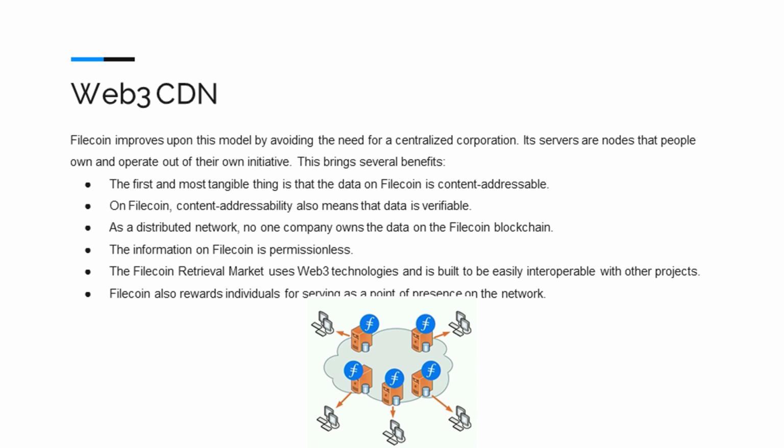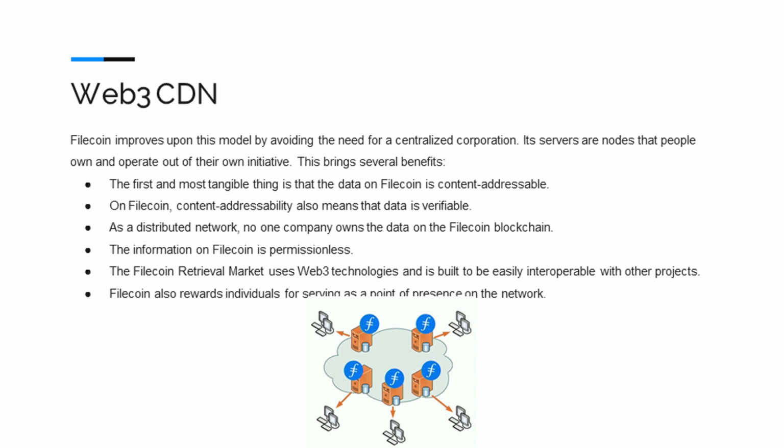This brings several benefits. The first and most tangible thing is that the data on Filecoin is content addressable. Files stored on the network are linked to a Content ID, that's CID, on IPFS, meaning that their ability to be retrieved is not based on the server location. Then, on Filecoin, content addressability also means that data is verifiable. The network uses this to implement a proof of useful storage system that allows storage providers to prove that data is stored persistently and redundantly.